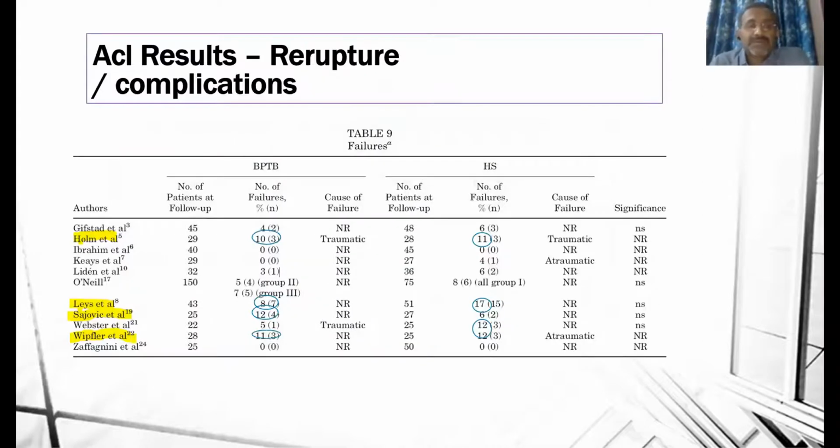These are some of the studies highlighting the failures, not only with hamstring, but with the bone-patellar tendon-bone group as well. It varies from 10, 12, 11 percent. Some of them are 3 years, some of them are 5 years follow-up.